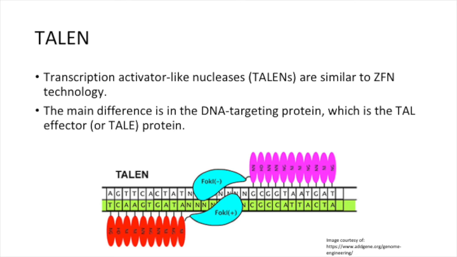TAL proteins are composed of 33 to 34 amino acid repeating motifs, with two variable positions that have a strong recognition for specific nucleotides. Like ZFNs, FokI monomers are fused to TALEs. Pairing of two such fusion proteins, creating TALENs, will induce dimerization and activation of FokI, which thereby introduces a double-stranded break.